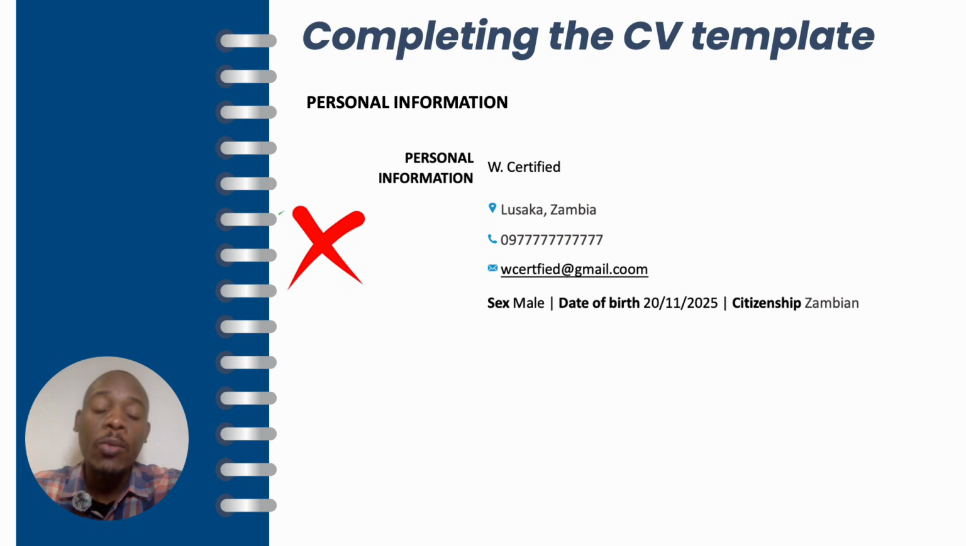So here I'm providing examples of how a bad CV would look like and how a good CV would look like. So this is a poorly written CV that you would see. This is by W certified, and this person is from Lusaka, Zambia. That's their phone number, their email address, the mail, and that's the date and citizenship.